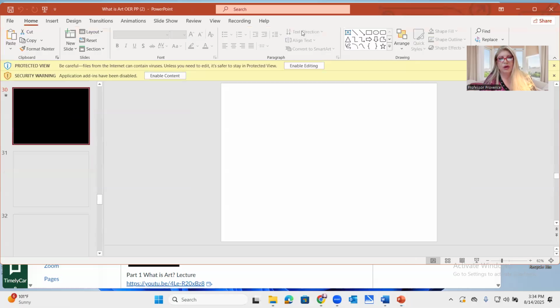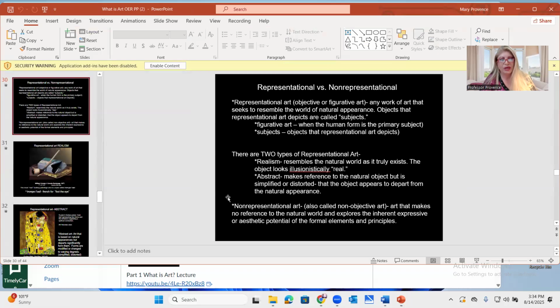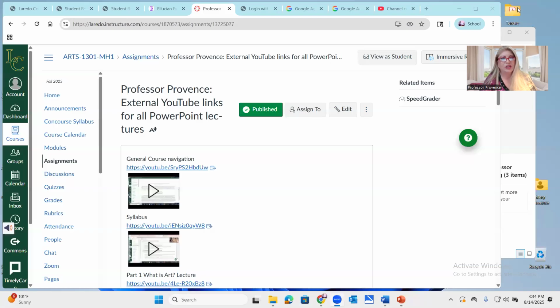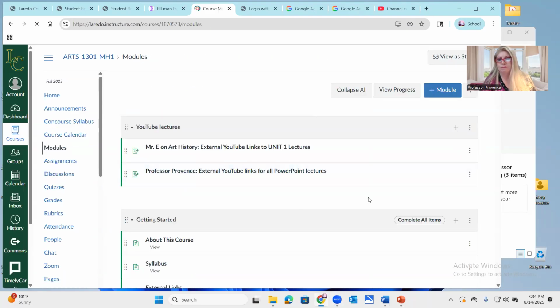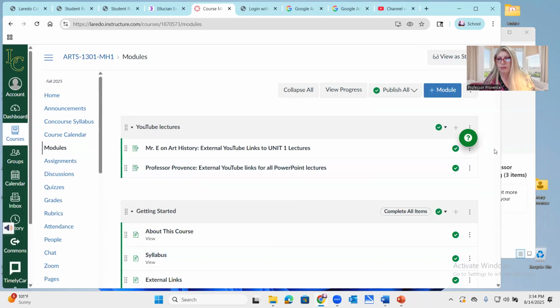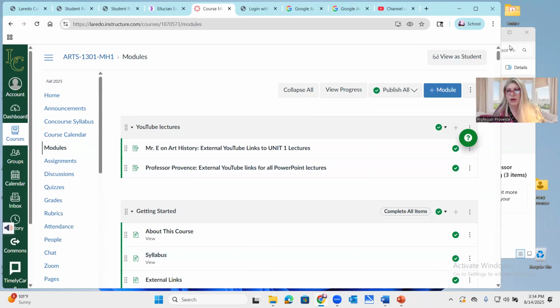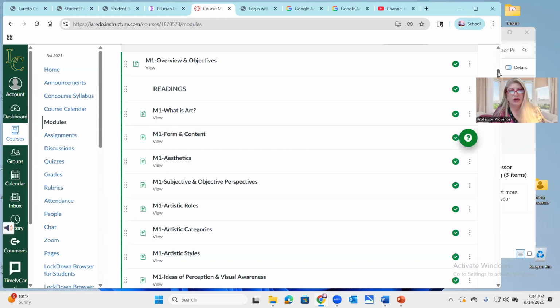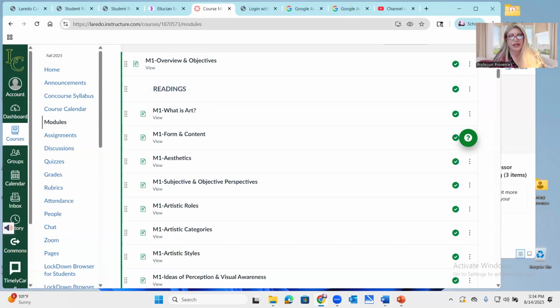So I think what I'm also going to do before we get started is go back to our page and look in modules. I got to move a couple little things around so I can navigate myself. Okay, you're going to see here that your readings in your modules are going to align pretty much with the PowerPoints and the content that you need to know for test.